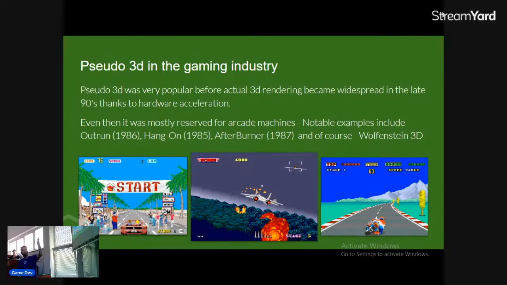And of course, Wolfenstein, which is the case example we'll be talking about today, is no different. It also has only two-dimensional data. However, it was the first game that did this for PC, which is why it was considered so revolutionary.